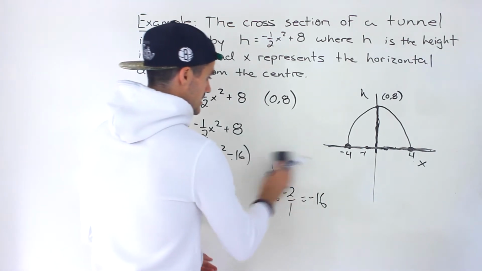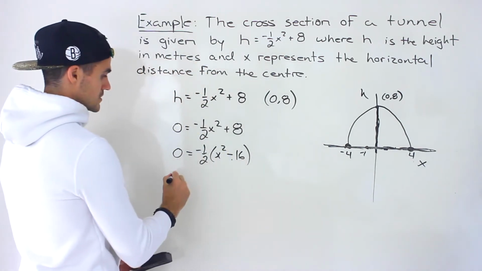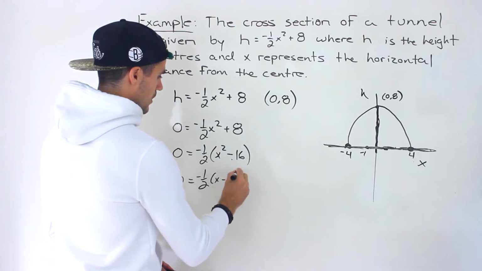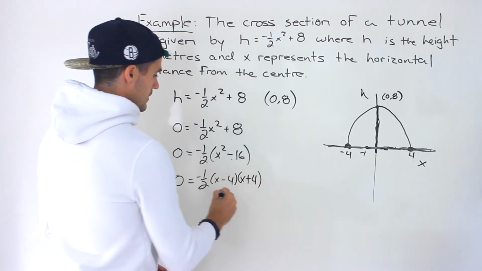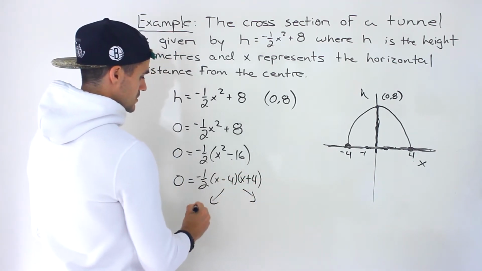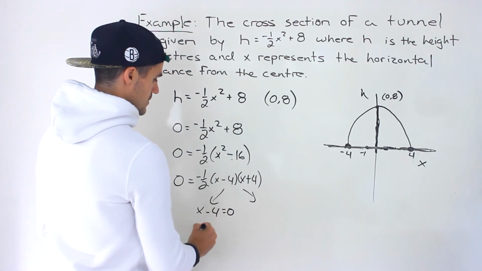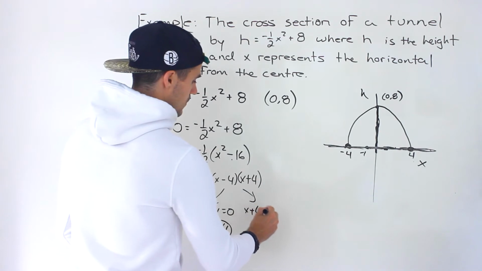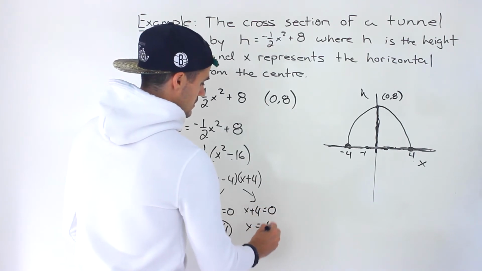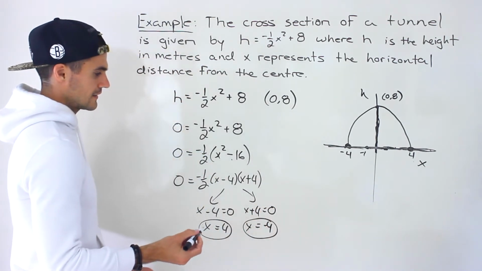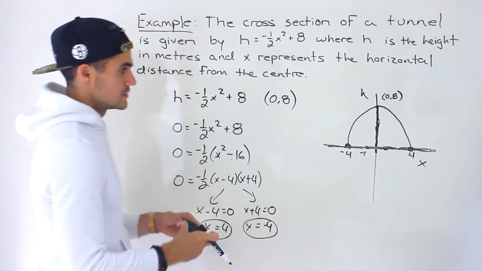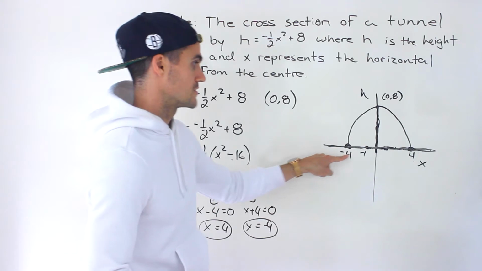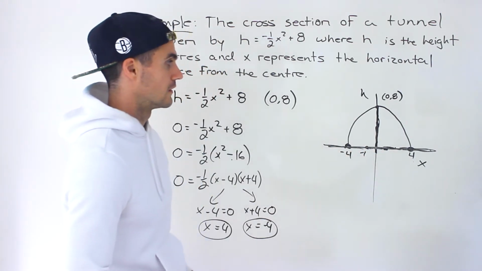And then this is a difference of squares, which factors into x minus 4, x plus 4, and so we could get our two x-intercepts. We find out, when does x minus 4 equal 0? That happens when x is 4. When does x plus 4 equal 0? That happens when x is negative 4. Okay, so this is the more proper way to get these intercepts here. So this intercepts at negative 4 and 0. This is at 4 and 0.